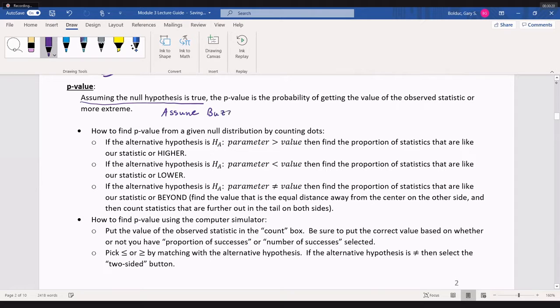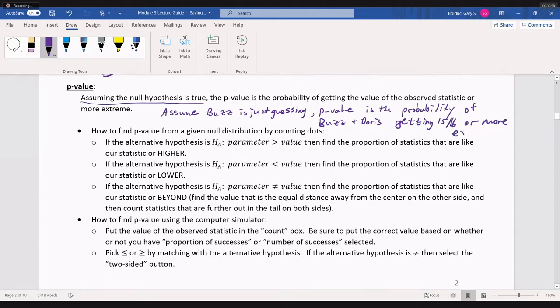Buzz is just guessing, right? So assuming Buzz is just guessing, the p-value is the probability. So you can still use the word chance there for yourself if you want, just while you're thinking about probability. So p-value is the chance, the probability, whatever, of Buzz and Doris getting 15 out of 16 or more extreme.